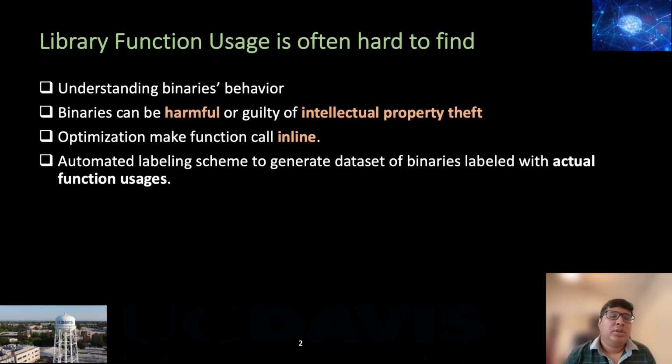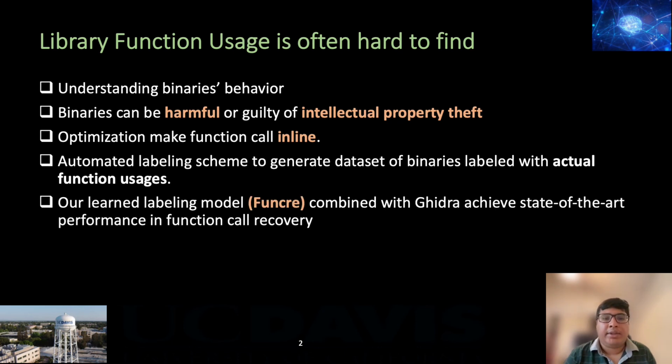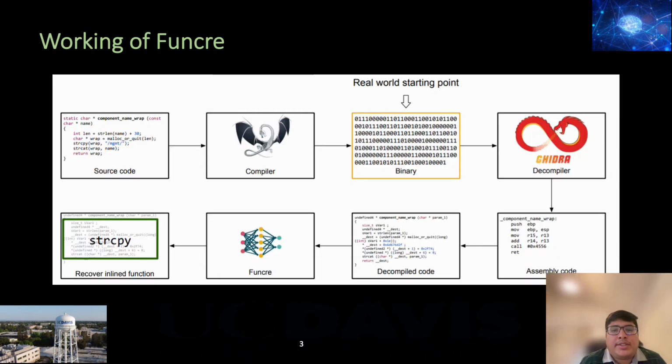On that goal, we propose an automatic labeling scheme to generate a dataset of binaries labeled with actual function usage, and using that dataset, we train our model Funky. Our learned labeling model Funky combined with Ghidra achieves state-of-the-art performance in function call recovery task. Now I will present a complete pipeline for decompiling the binaries and show where and how Funky can help the reverse engineer to understand the behavior of the binaries well.